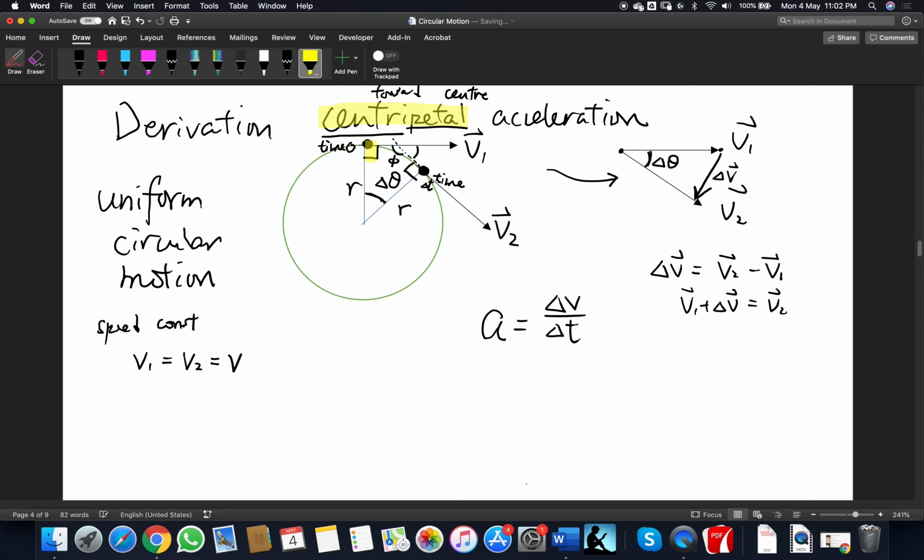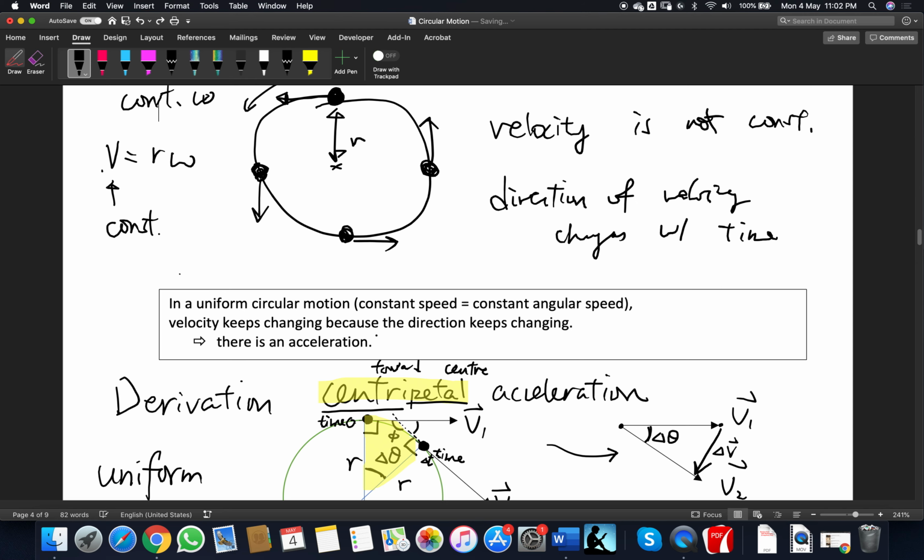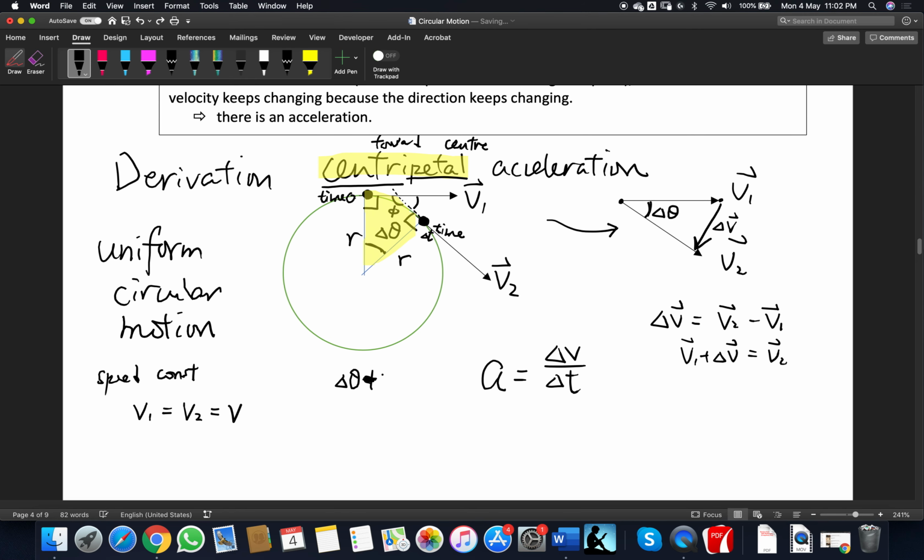So I think you can now see that this is a quadrilateral. The angle sum of all the interior angles of a quadrilateral is 360 degrees. And therefore the angle phi is actually 180 degrees minus delta theta. Then we use the angles on the same straight line. This angle plus this angle should equal 180. Therefore this angle should also be delta theta.